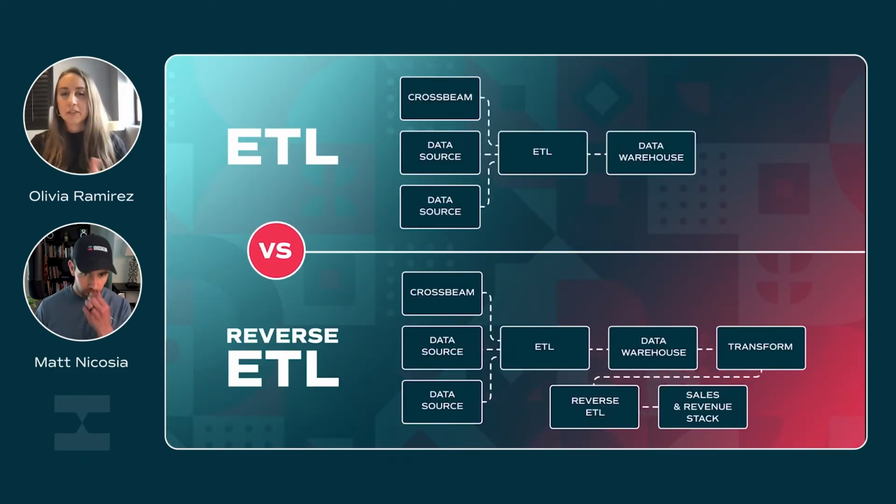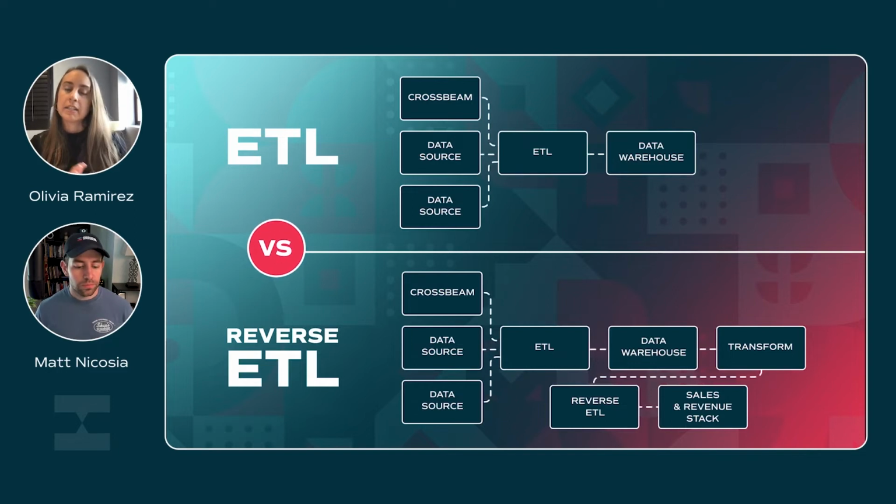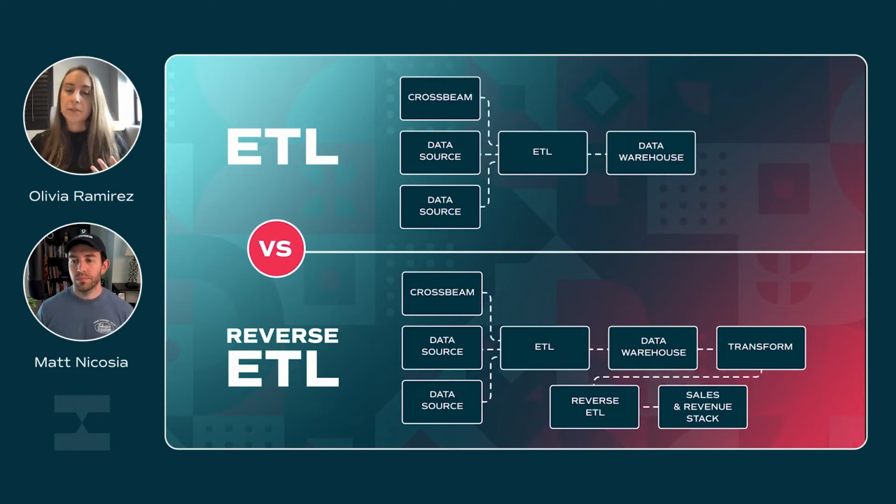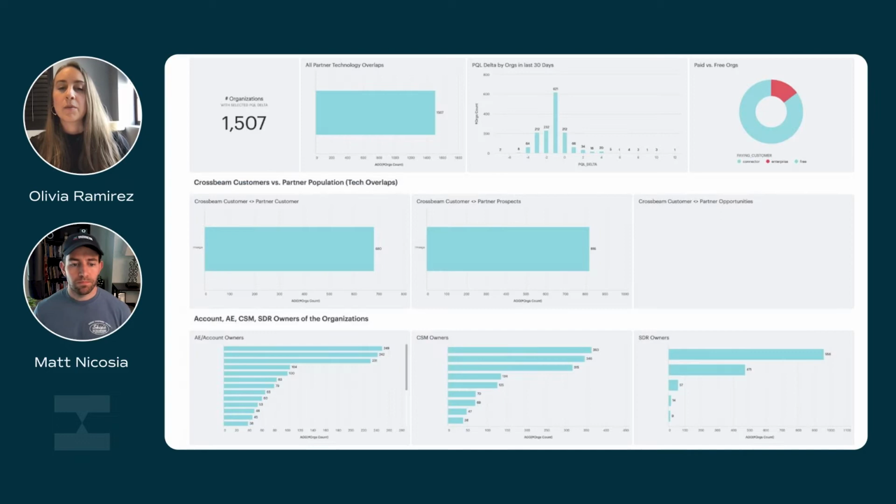Exactly. So here's a little visual to help simplify ETL and reverse ETL. On the top, you have ETL with partner data as a data source and other data coming into the ETL tool and then into your data warehouse for analysis alongside all of those data sources. And then on the bottom is reverse ETL, same process. And then after the data warehouse, that goes into the reverse ETL tool and into your sales, revenue, and product stack. So with ETL, as I mentioned, and as Matt mentioned, you bring your data into your data warehouse.